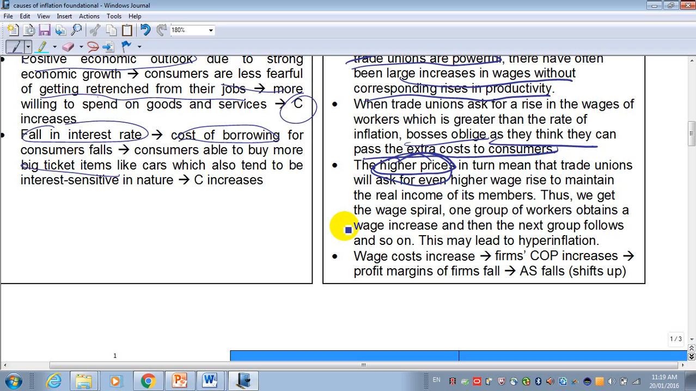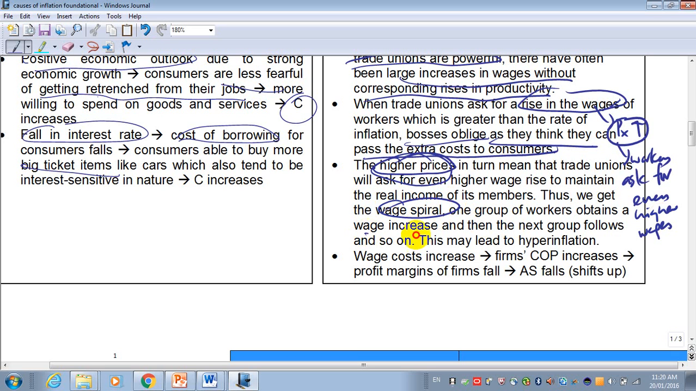I repeat: at first, trade unions ask for a rise in wages. But when there's a rise in wages, don't forget that prices may rise. This will cause prices to rise in the economy. But when the workers see that the prices in the economy are rising, workers may ask for even higher wages because they see the prices increasing. So they ask for even higher wages to maintain their purchasing power. So what we get is a wage spiral.